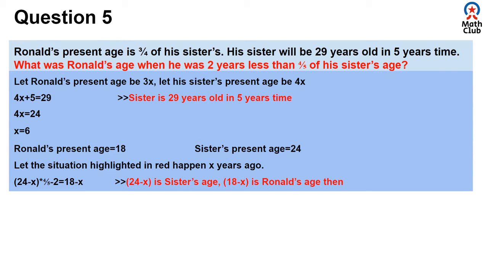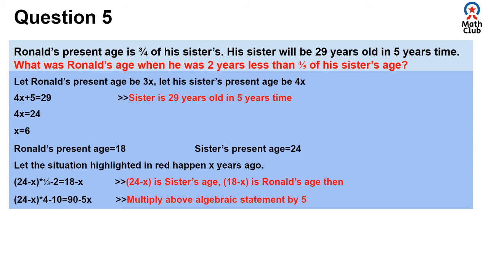So first up, this little algebraic statement over here is 24 minus x. So we say that it happened x years ago. So 24 minus x is his sister's age x years ago, rather logical. And 18 minus x is Ronald's age x years ago. So as the question says, he is 2 years less than 4/5 of his sister's age. So we'll multiply his sister's age by 4/5, but because he was 2 years less, we have to minus 2. So that's the algebraic statement over there.